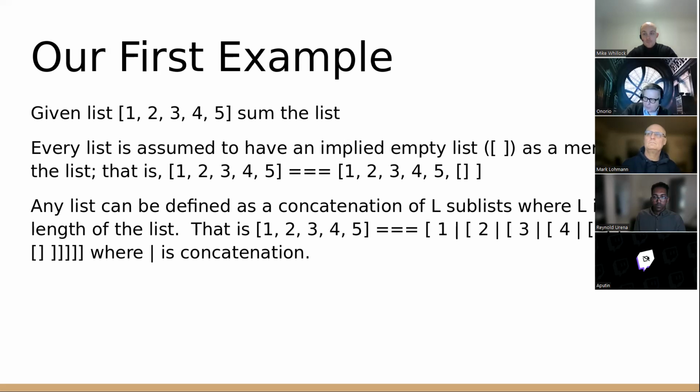Any list also can be defined as a concatenation of sublists. So effectively, a list 1, 2, 3, 4, 5 is the same thing as a list of 1 concatenated to a list of 2, concatenated to a list of 3, etc. And this becomes really important when we're doing pattern matches. Okay, enough of me just blathering on.